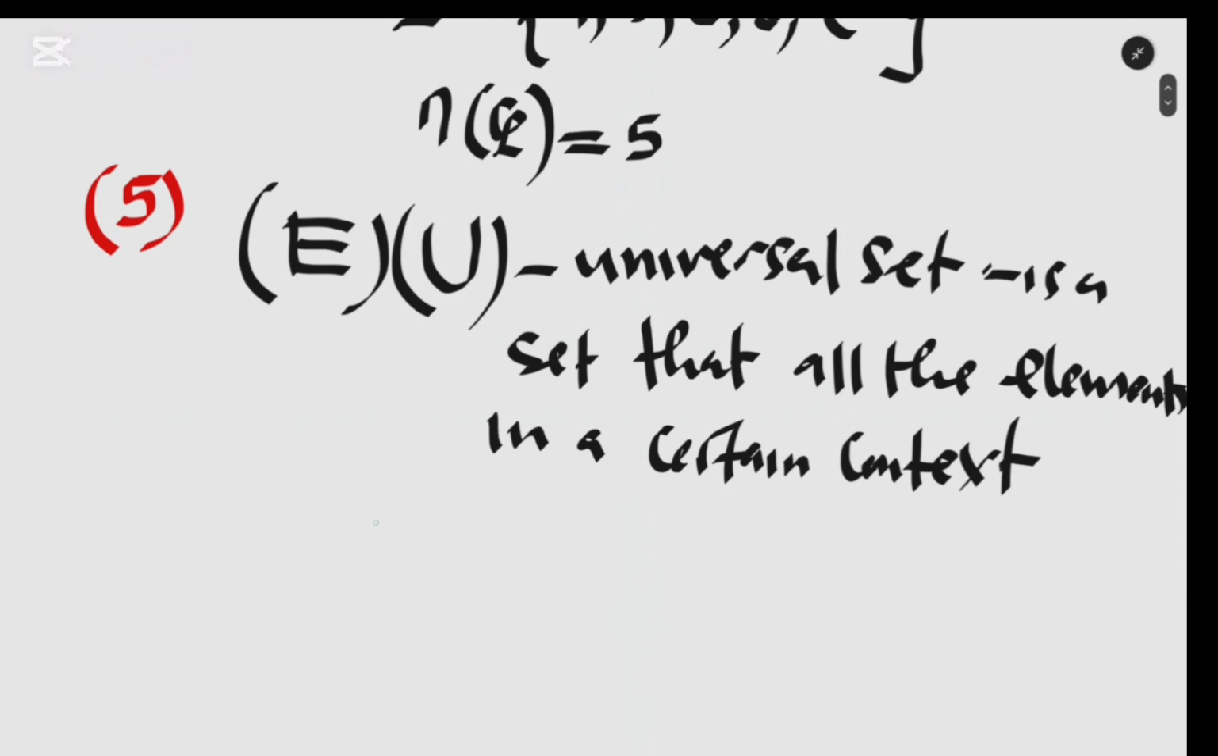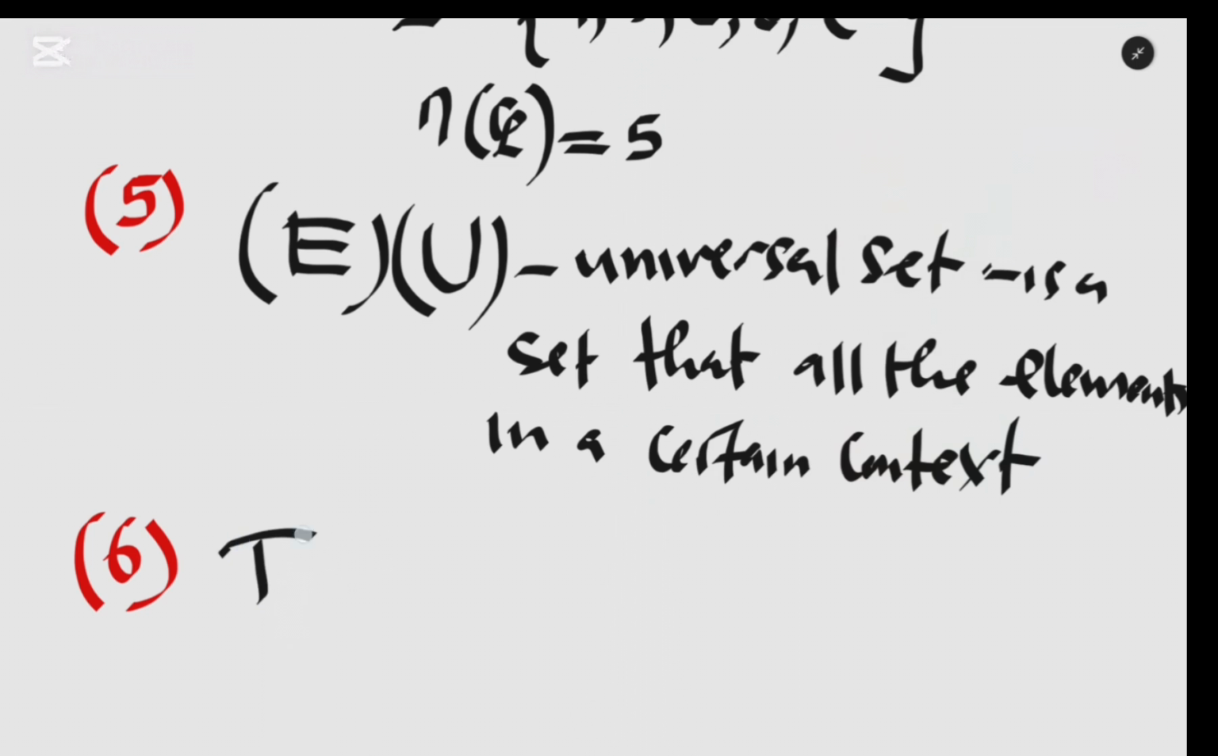When you are discussing, if you have sets A, B, the universal set contains all the elements, more like the mother of all sets. So that is where other sets are made. That is what we call the universal set. Okay, so let us look at the number 6.